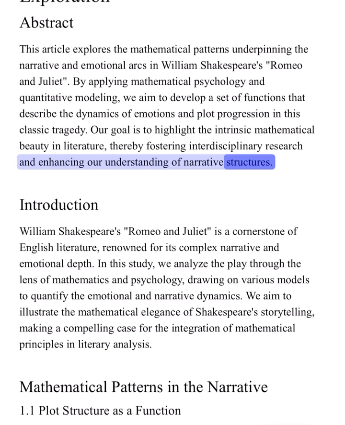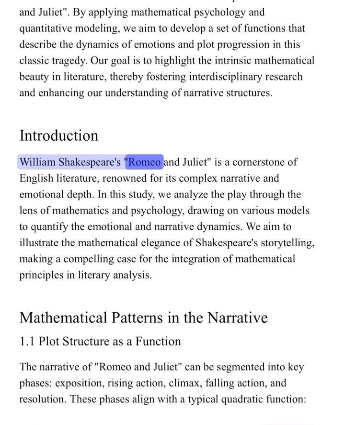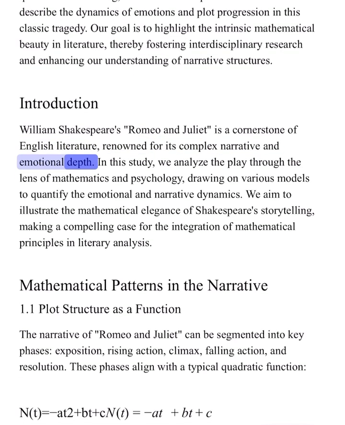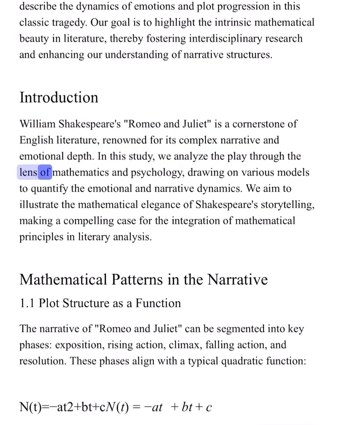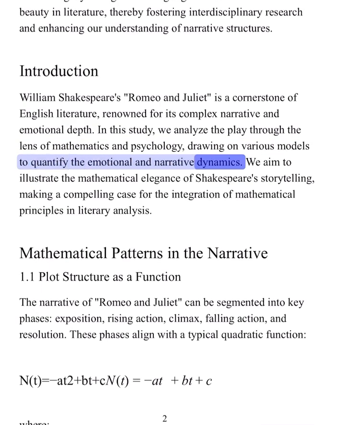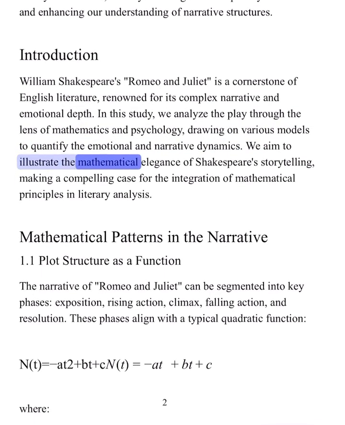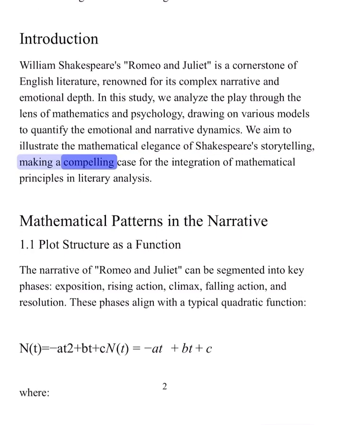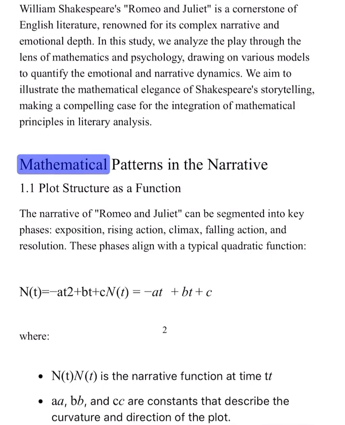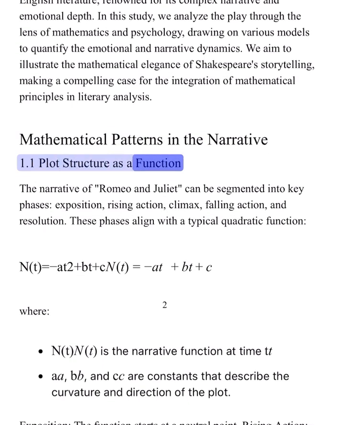narrative structures. Introduction. William Shakespeare's Romeo and Juliet is a cornerstone of English literature, renowned for its complex narrative and emotional depth. In this study, we analyze the play through the lens of mathematics and psychology, drawing on various models to quantify the emotional and narrative dynamics. We aim to illustrate the mathematical elegance of Shakespeare's storytelling, making a compelling case for the integration of mathematical principles in literary analysis.